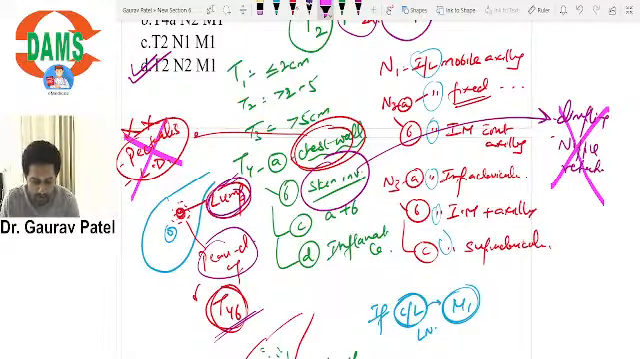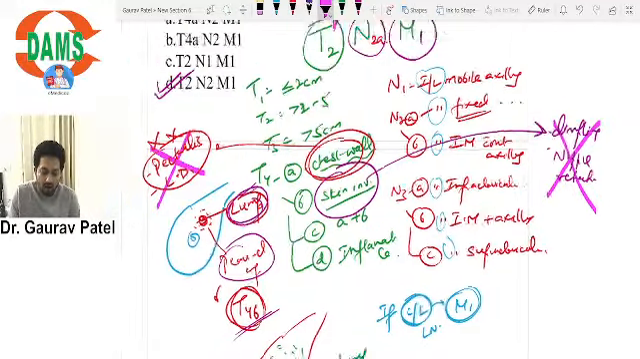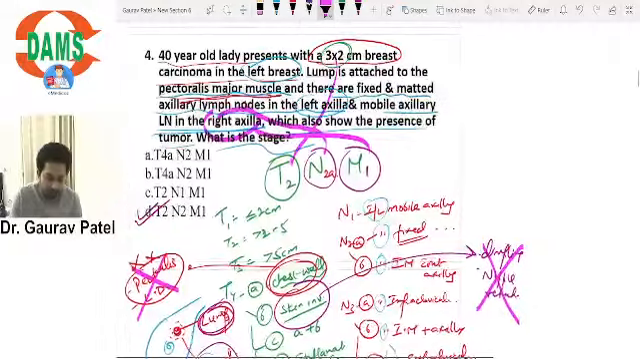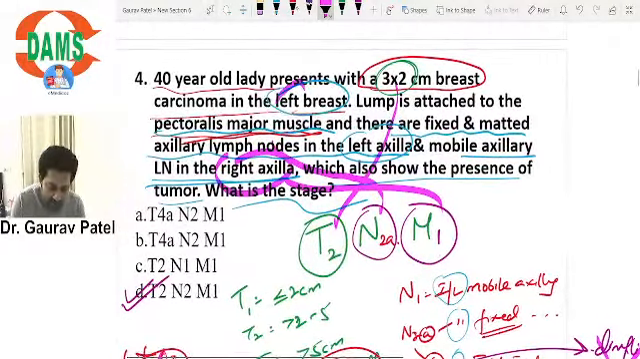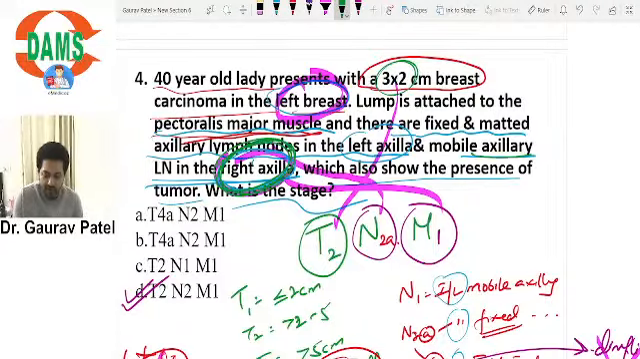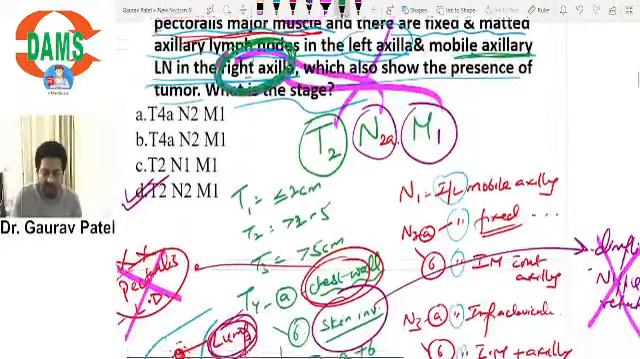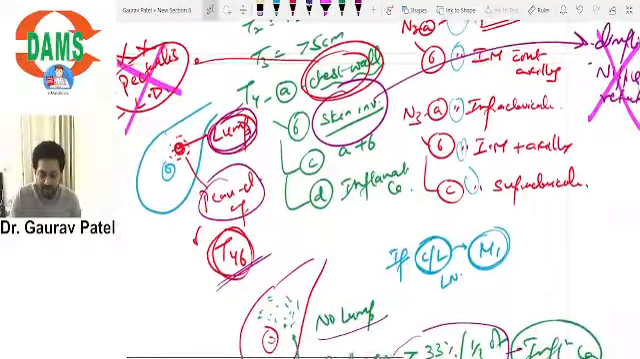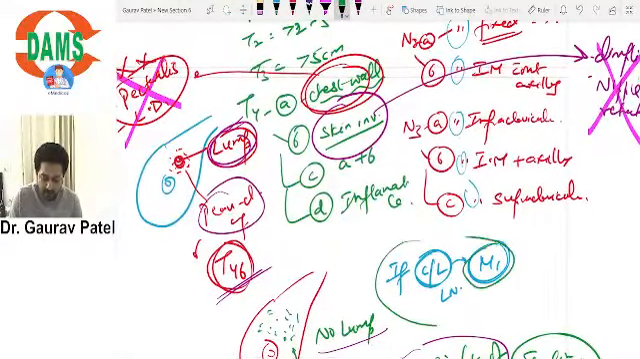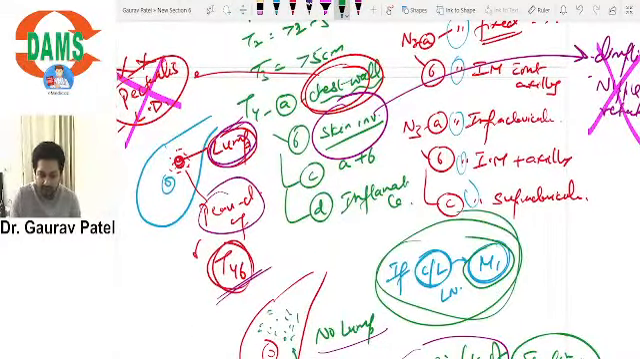M1, Bhagya Lakshmi, because it is causing contralateral lymph node involvement. You can see the tumor is in the left breast and the right axilla is involved. Lymph node in the right axilla, so that is a contralateral lymph node. That's why it is M1.